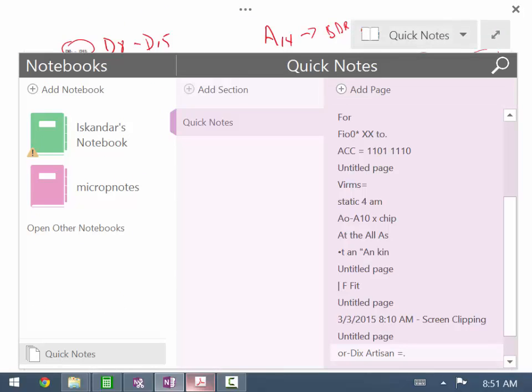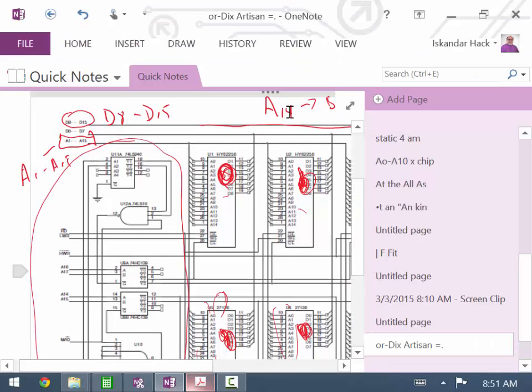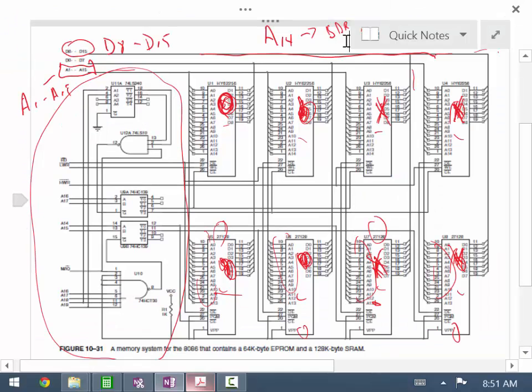Yeah, I keep hitting that there. Right there. I can't write in that there.